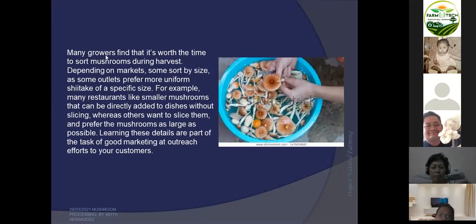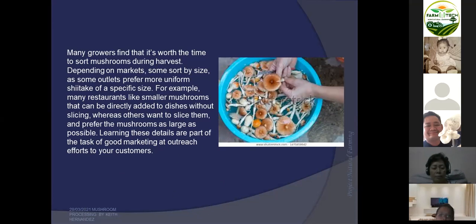Now, many growers find it worth time to sort mushrooms during harvest. Depending on the market, some sort by size and some outlets prefer more uniform shiitake of a specific size. May specific size. So for example, many restaurants like smaller mushrooms that can be directly added to their dishes. Pang design, no? Pang ambience. Pero iba naman, gusto nila malalaki. No? Whereas others want to slice them up and prefer mushrooms as large as possible. Now, etong mga detalye na po to is okay.